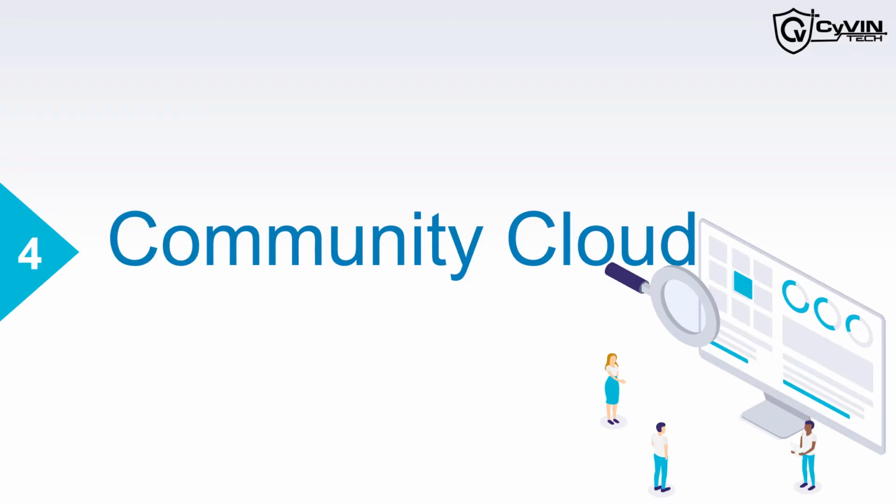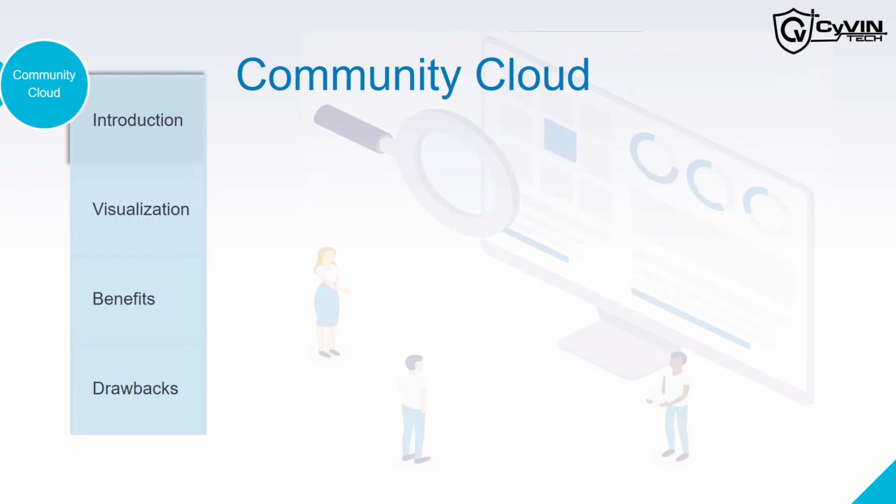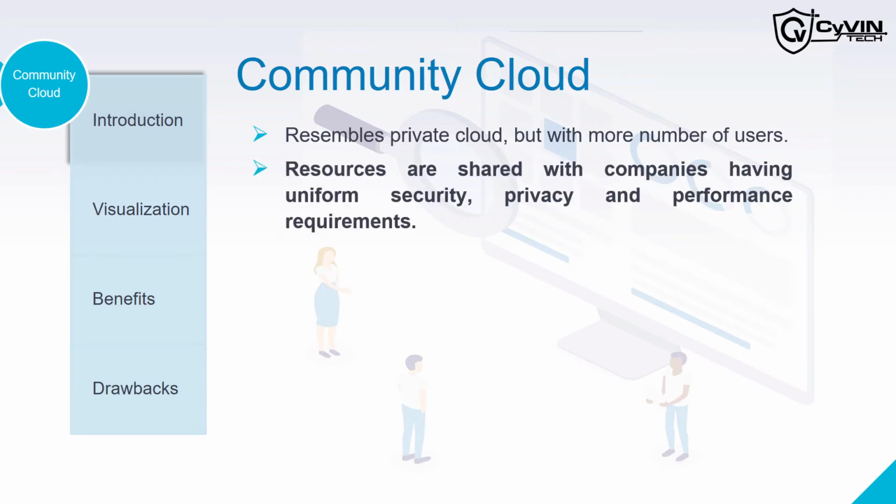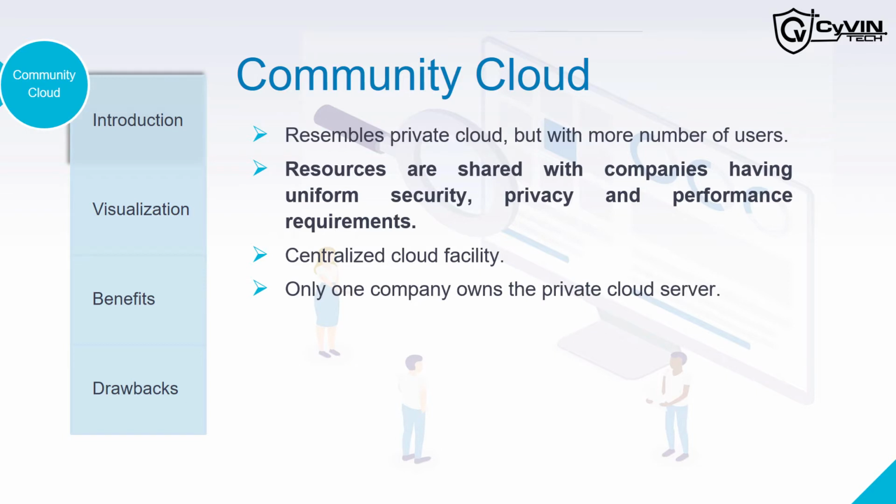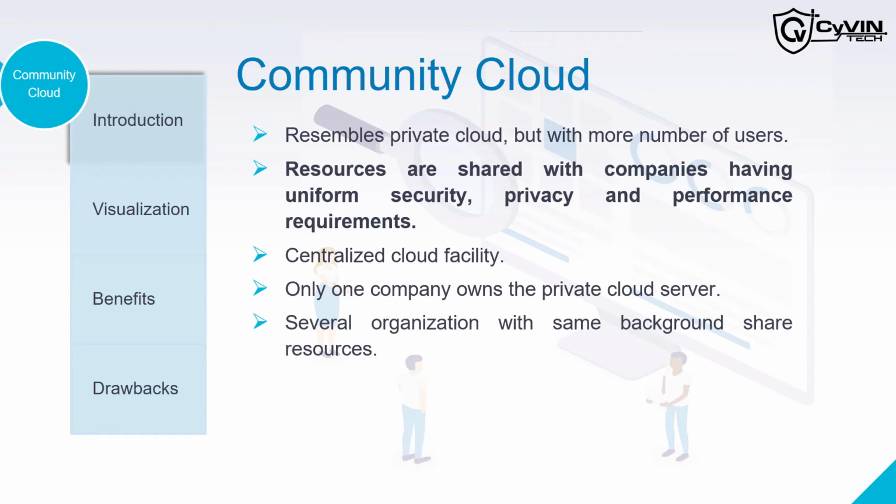Community cloud is somewhat similar to private cloud but allows the sharing of resources among other organizations. Multiple organizations having the same set of uniform security, privacy, and performance requirements share the single resources with each other. Any one of the multiple organizations installs a centralized on-premises private cloud in the infrastructure and allows sharing of resources with other organizations having the same requirements.